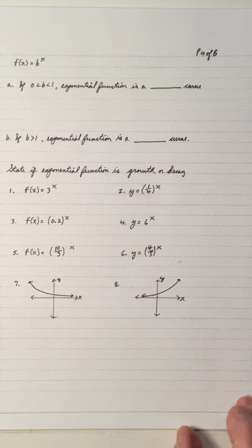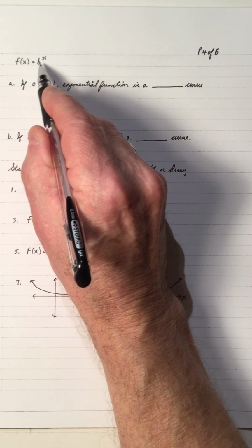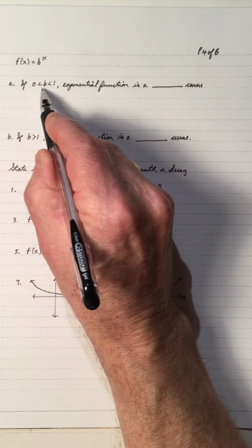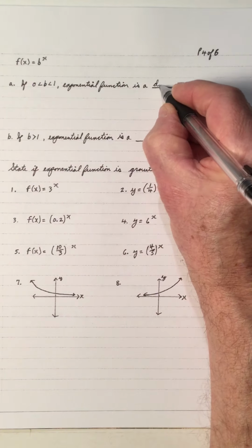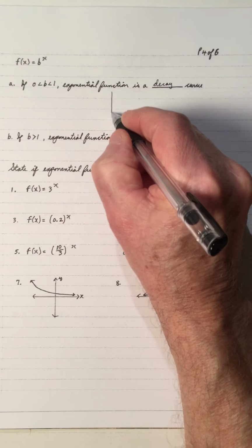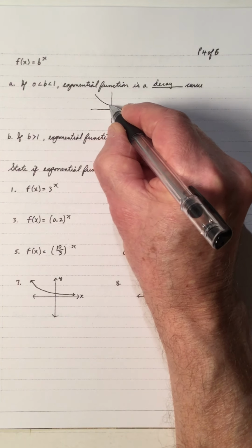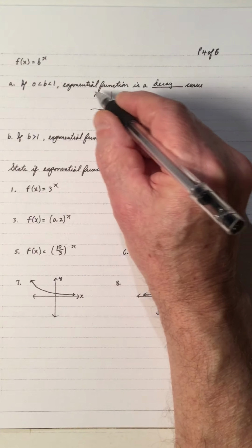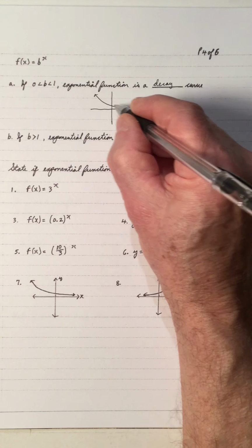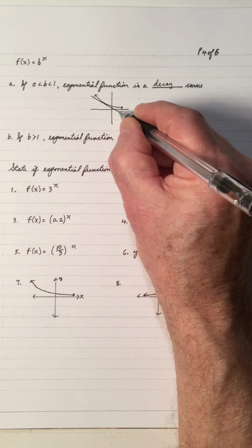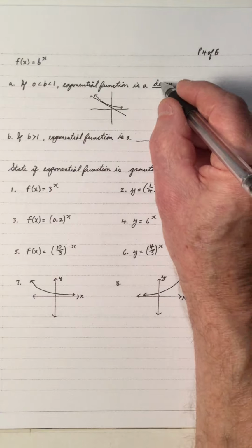So let's continue. Let's look at when we have f(x) = b to the x. If 0 is less than b less than 1, so if the base is between 0 and 1, we will have a decay curve. In other words, just draw a little grid. If the base is between 0 and 1, the curve will look like this. Between 0 and 1 is a decay, because as x goes to infinity, y is going to 0. And again, just to check, if I draw a line intersecting the curve at one point, the slope of this line is negative. So it's a decay curve.